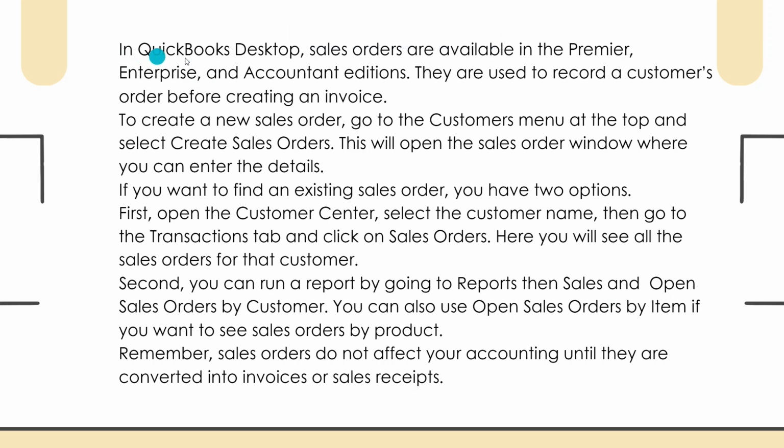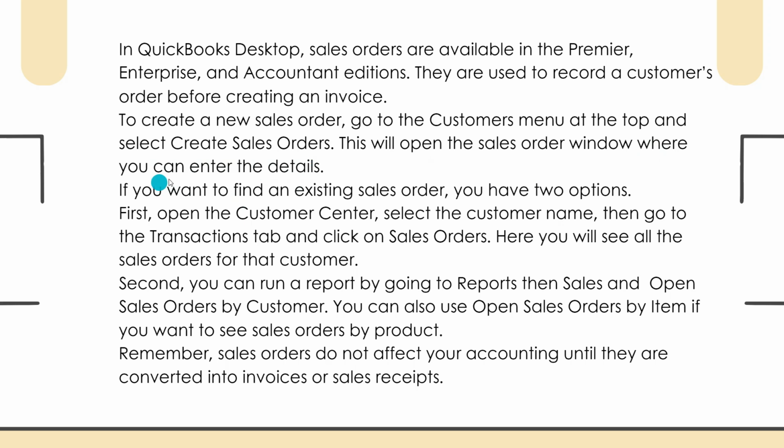In QuickBooks Desktop, sales orders are available in the Premier, Enterprise, and Accountant editions. They are used to record a customer's order before creating an invoice. To create a new sales order, go to the Customers menu at the top and select Create Sales Orders. This will open the sales order window where you can enter the details.